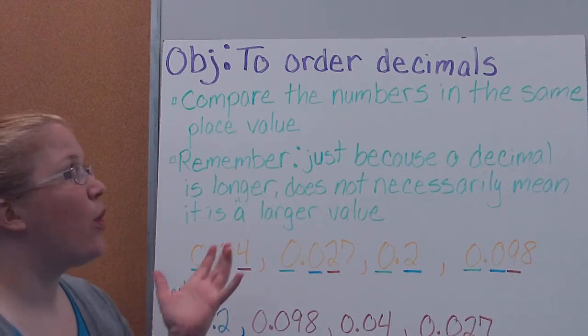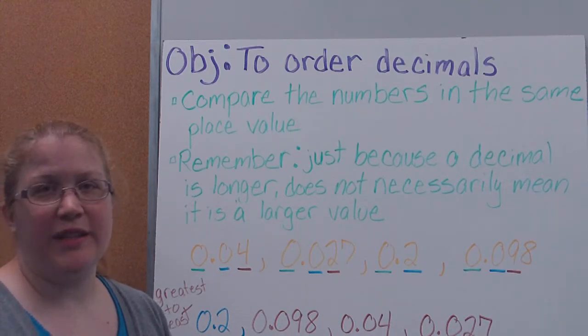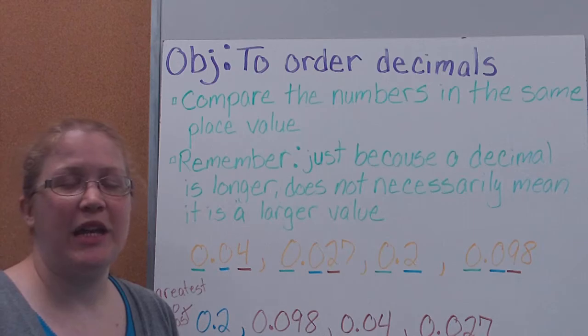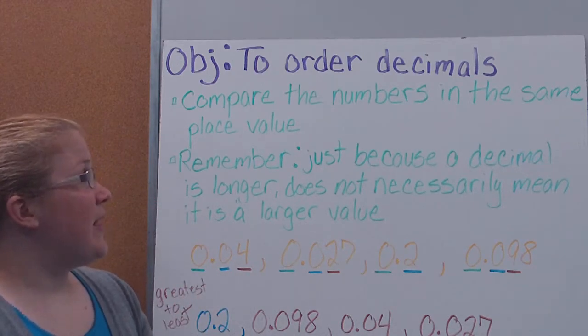Today we're going to look at ordering decimals. So basically putting them in order from either least to greatest or greatest to least. And the big thing to remember there is to pay attention to the directions. Which way am I asking you to order them? So basically, how are we going to do this?